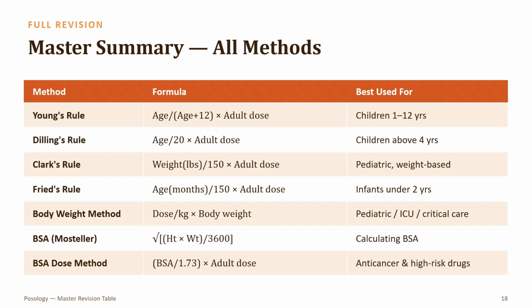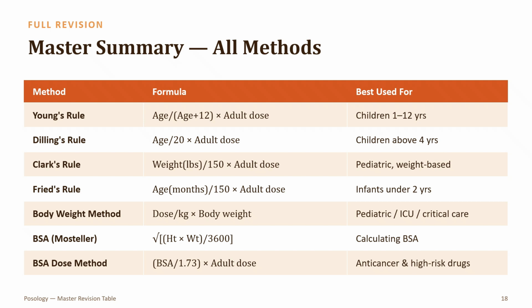Now we have a summary of the formulas we have learned. The first is Young's formula, which is used according to the age. The formula is age divided by age plus 12 multiplied by the adult dose. It is used for children having age group 1 to 12 years. And second is Dilling's formula, in which age divided by 20 multiplied by the adult dose. It is for children above the age of 4 up to 80.